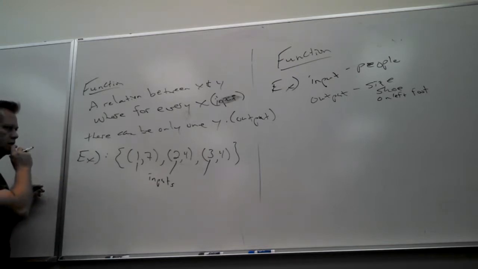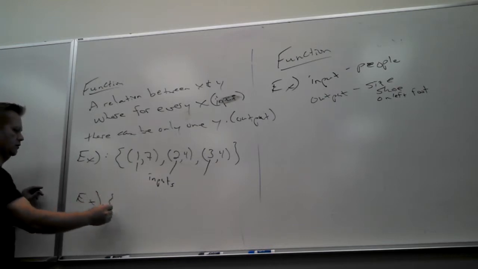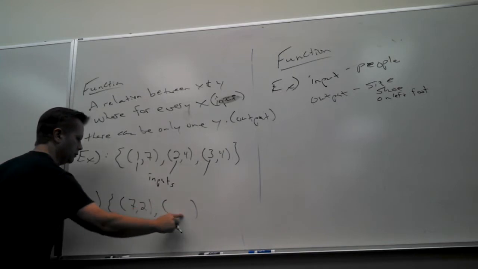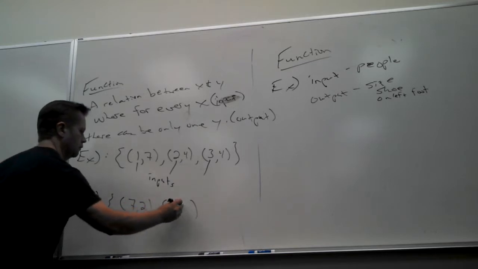So let me see. That is a function. Can somebody help me out? How would I make something that's not a function? Let me start us off: 7, 2. What can I put there so that it's not a function? 7, 4. Kick ass.